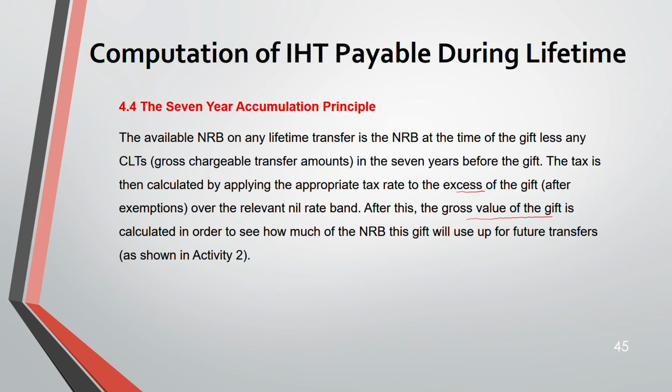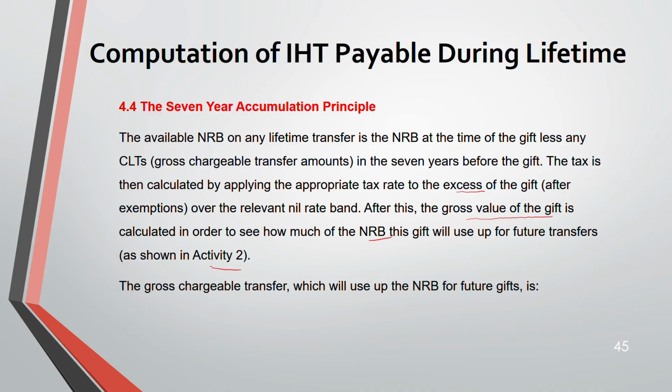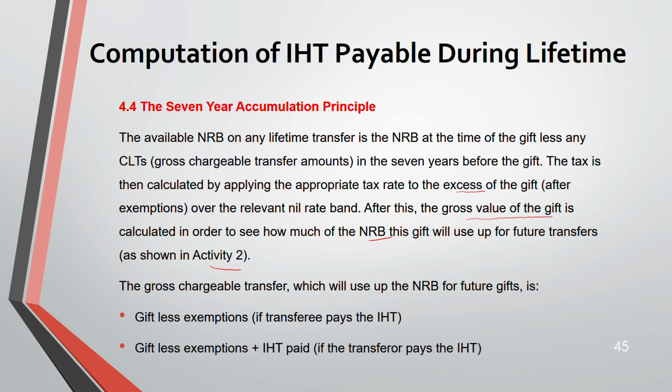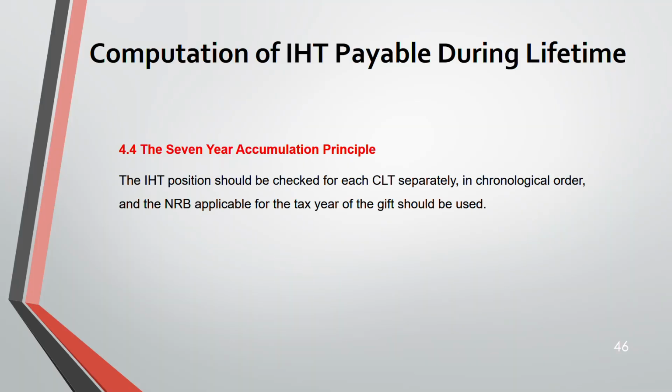Because in the future, how much of the nil rate band will be used will depend on the gross value of the gift. This is shown in activity 2. Gross chargeable transfer will use up the nil rate band for future gifts. Gift less exemption if the transferee pays IHT. Gift less exemption plus IHT paid if the transferor pays the IHT. Now, the IHT position should be checked for each CLT separately in chronological order.